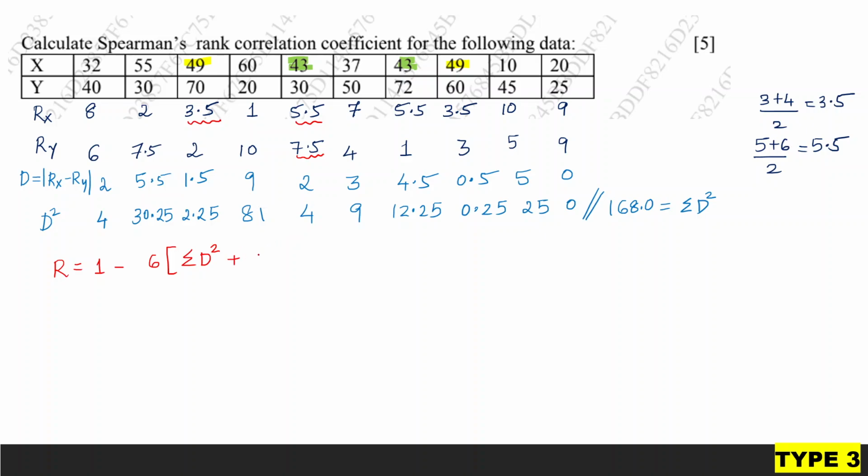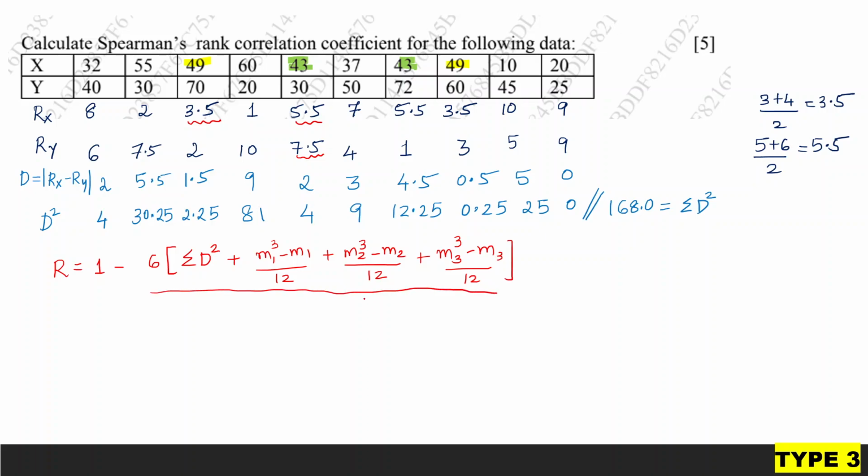So m1 cube minus m1 upon 12, m2 cube minus m2 upon 12, m3 cube minus m3 upon 12. 3 repetitions, so m1, m2, m3, divided by n cube minus n. Now what is m1, what is m2, what is m3?